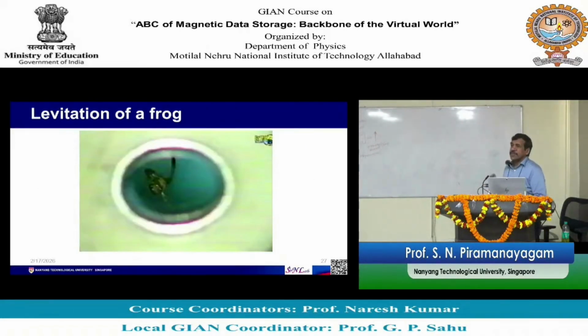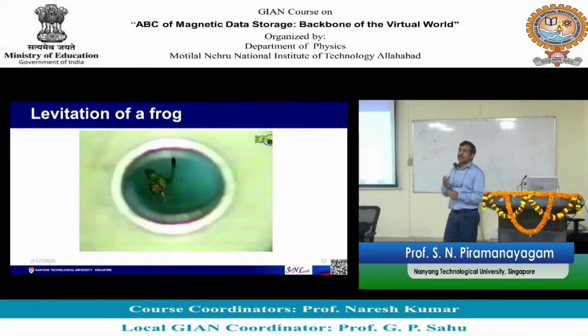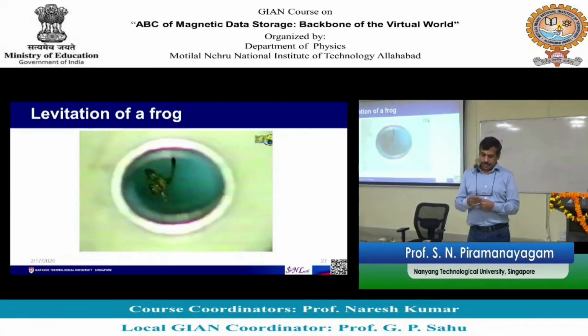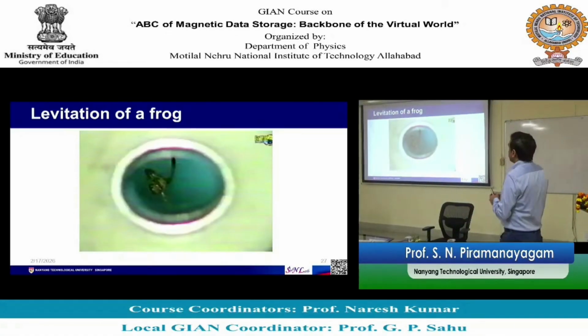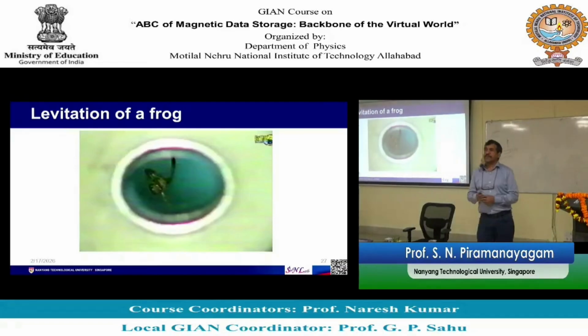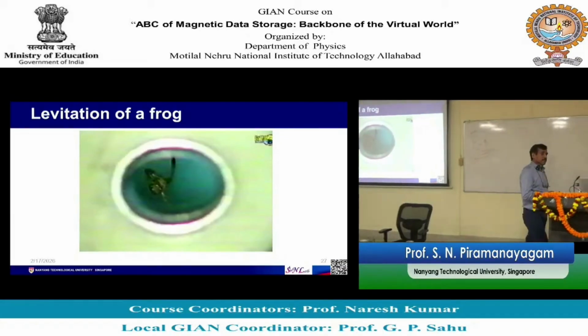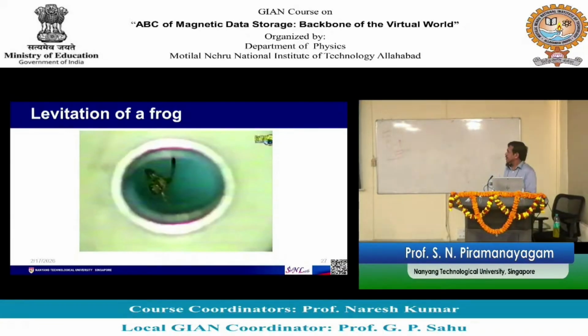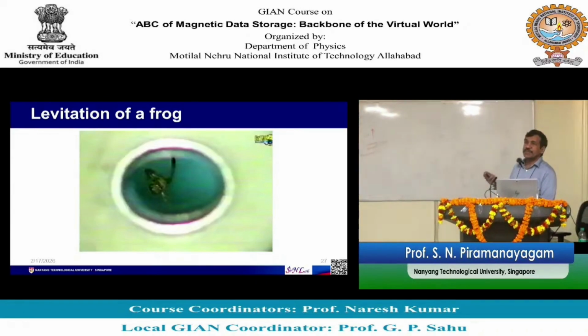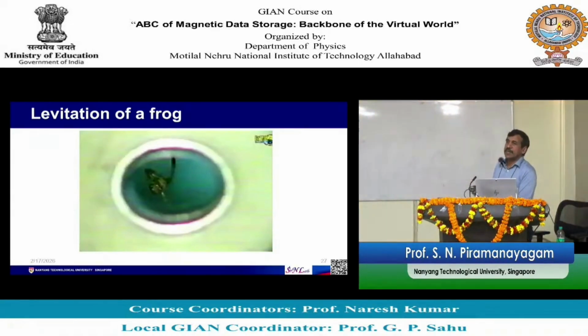So, I told you that diamagnetic materials get repelled by a magnet, right. So, if you take a frog, for example, the body weight of a frog is mostly like 80% water. Water is a diamagnetic material.